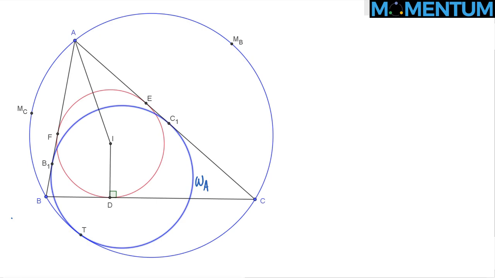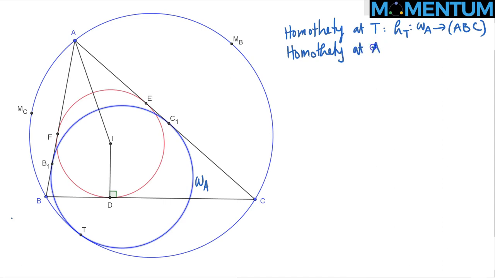As such, there's also a homothety centered at T, which is critical for us, obviously. Homothety centered at point T, such that H_T would map omega A to the circumcircle of triangle ABC. Obviously, there's a second homothety as well, which is the well-known homothety centered at A, and I'll represent it as H sub A, sending the incircle to, again, the circumcircle of our triangle.